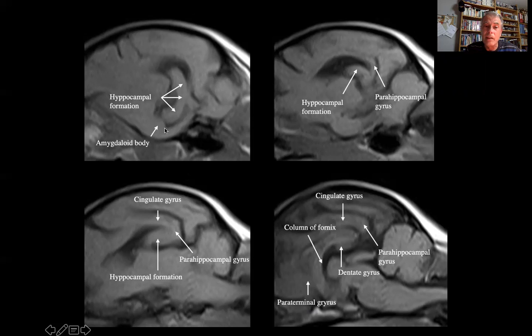And the amygdaloid body here. Again, you see the parahippocampal gyrus and it continues and folds and forms the hippocampal formation here. And as you see, parahippocampal gyrus and hippocampal formation. This is the same. Cingulate gyrus, parahippocampal gyrus that goes laterally and is missing here, but we identified the dentate gyrus and the fornix, okay? The fornix here.